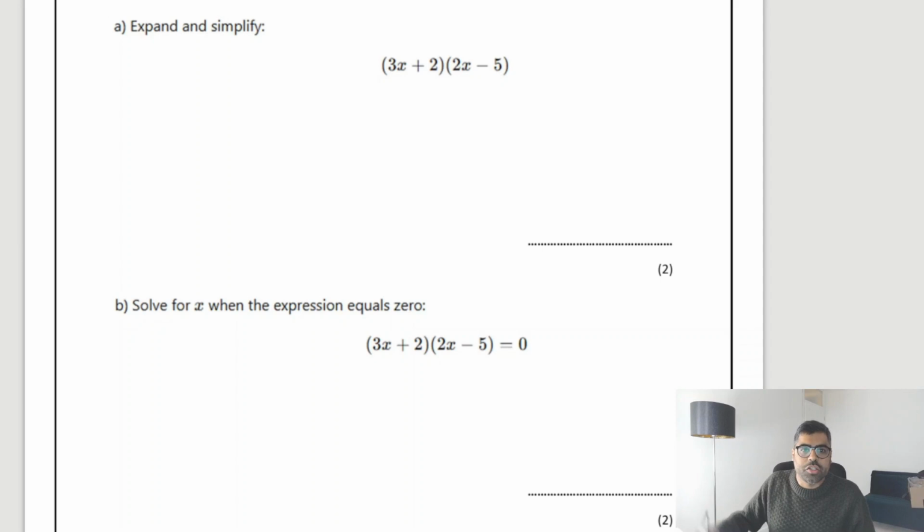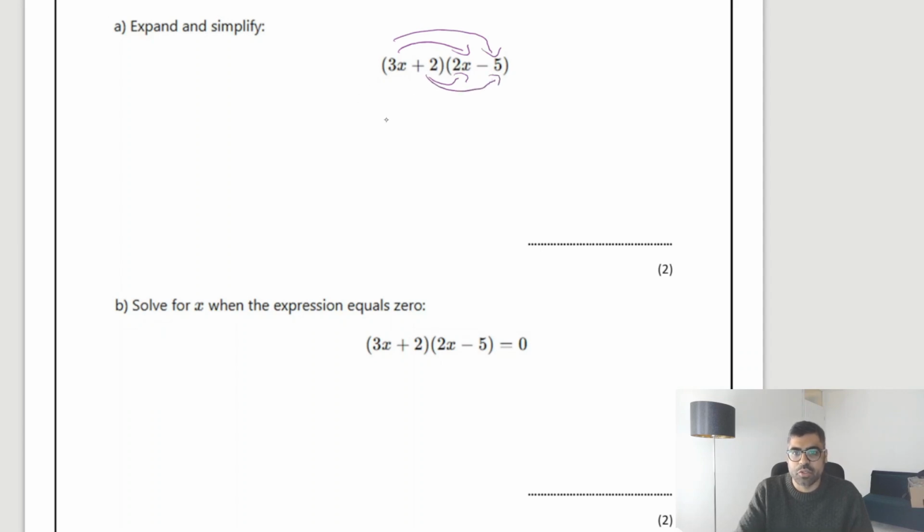Okay, so question 5, we have another algebra question. It's expanding and simplifying. So we have 2 brackets. We just need to expand it out and then simplify. So how do we do that? Well, firstly, we do the 3x times the 2x. Then we're going to do the 3x times the minus 5. Then we're going to do the 2 times the 2x. And then finally, 2 times the minus 5.